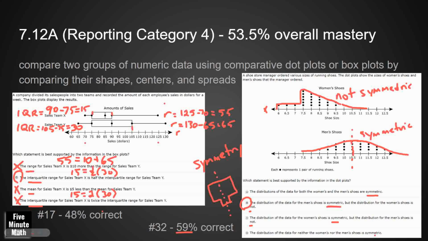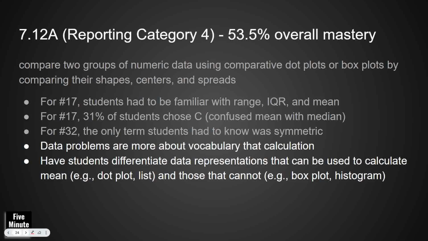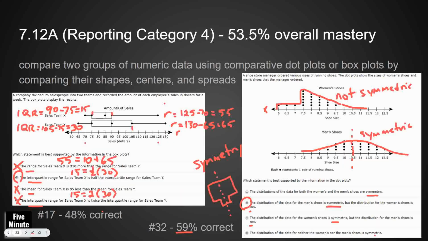So really, it's number 17 that kind of threw us off. So we had to be familiar with range, IQR, and mean in number 17. But look at 31% of students actually chose C, the one that I immediately got rid of. How did 31% of our students choose C? Well, look, the mean for sales team X is $5 less. What if we replace this with median? What if students got confused with mean and median?